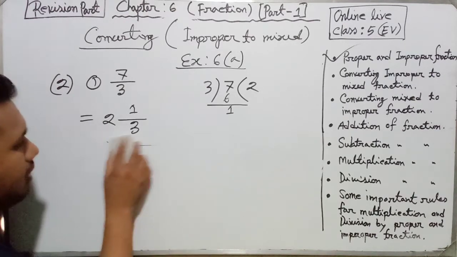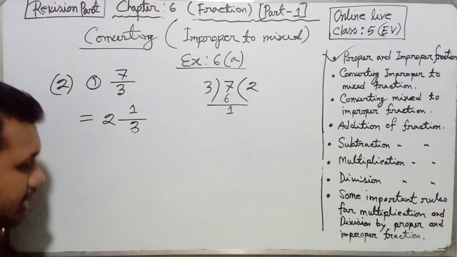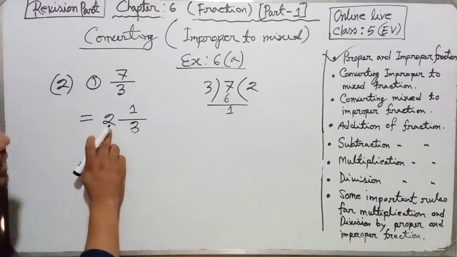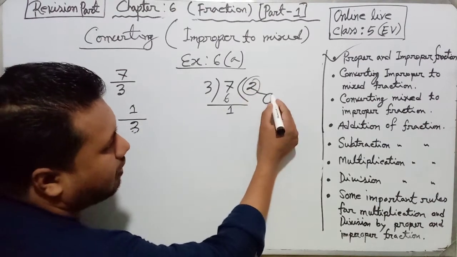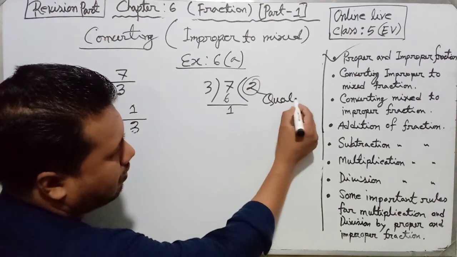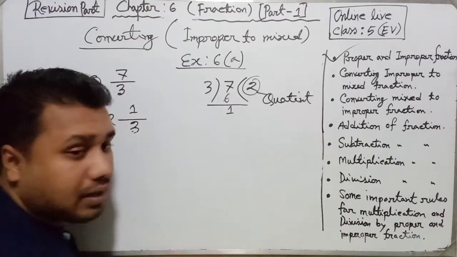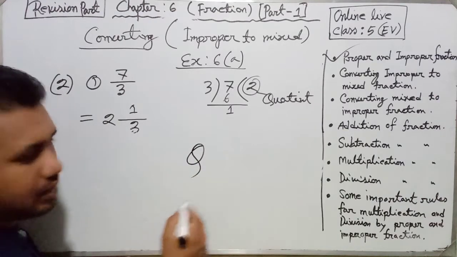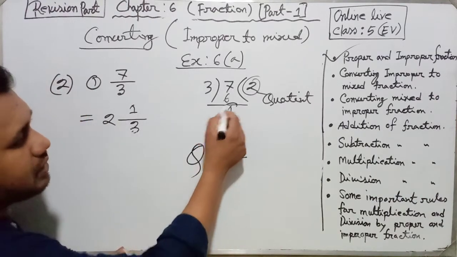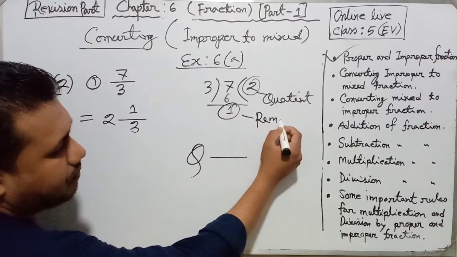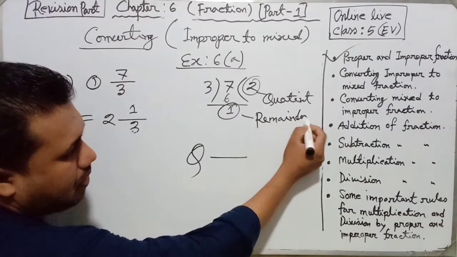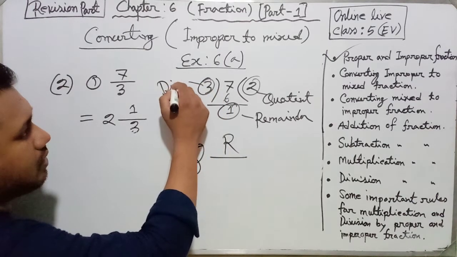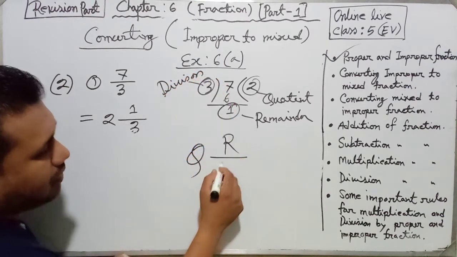Now dear students, look. How can we write it? 2 whole 1 by 3. Dear students, this one is our answer of division, quotient part. So at first you have to write quotient part, then whole. Now dear students, this is our remainder. So write the remainder, and this 3, this is our divisor. Now write the divisor.